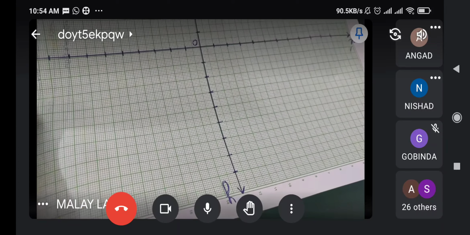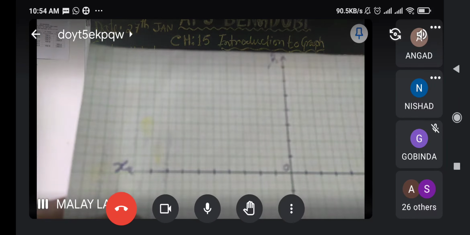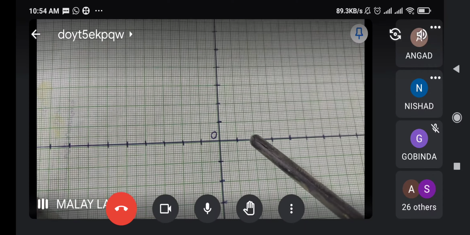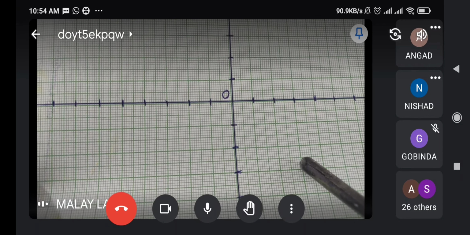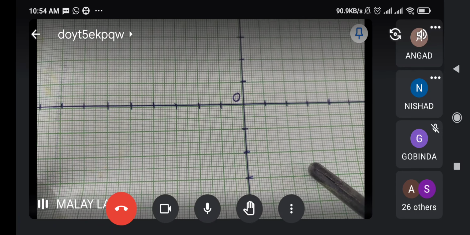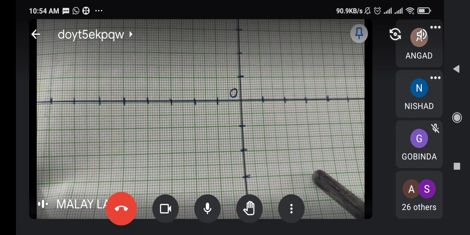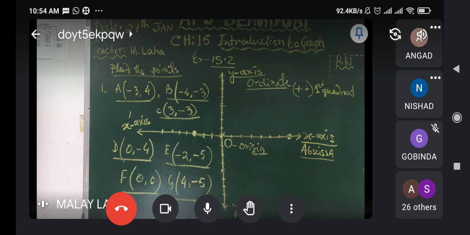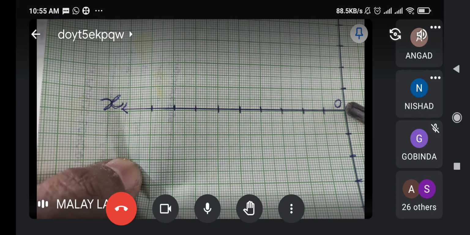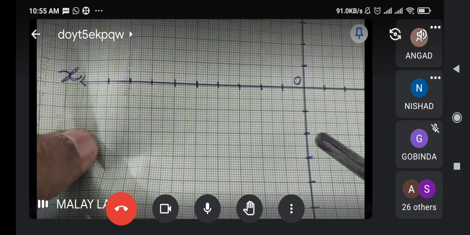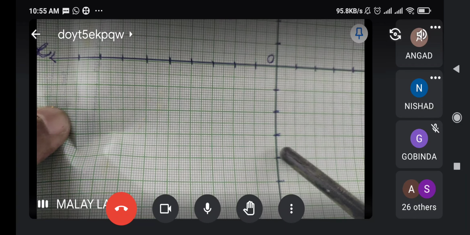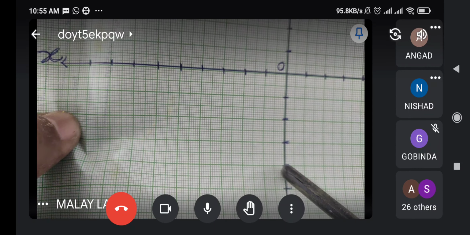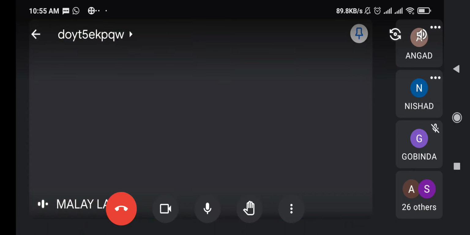Clear? Now the next point is 3, -3. X is positive, that means 1, 2, 3. And negative: 1, 2, 3. This is the position of point C. +3, -3 is for the fourth quadrant. Next one, D is 0, -4. This is the 0. X is 0. Minus 4 is bottom: 1, 2, 3, 4. Here is the position of D. Understood? So point D lies on the negative y-axis. Clear?